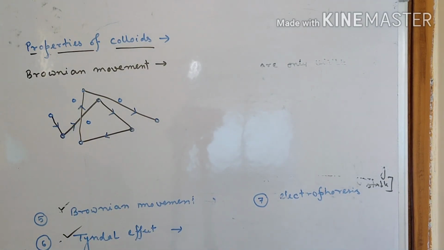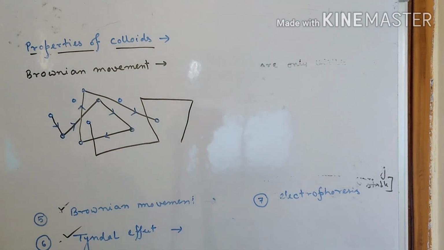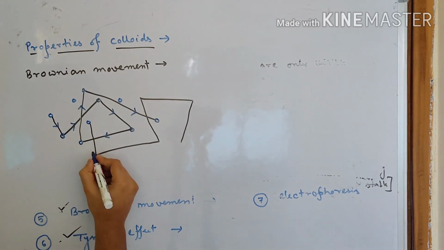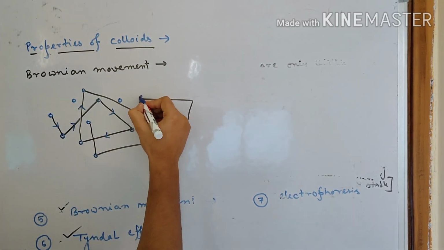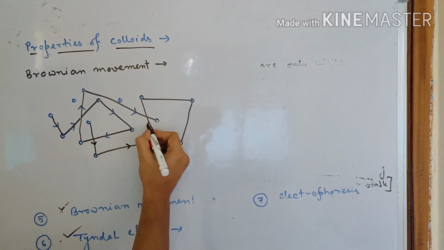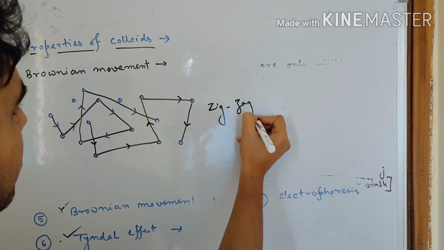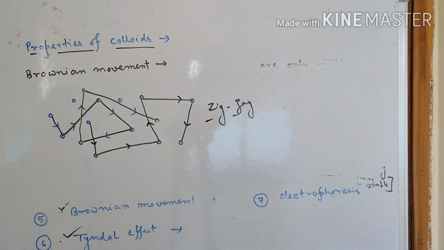Okay, so this is about one particle. Another particle can also move around like this. This is the way they move around. This zigzag movement is known as Brownian motion, named after the scientist who discovered it. So it's a very, very new thing; we have not discussed anything regarding this earlier. Next is the Tyndall effect.